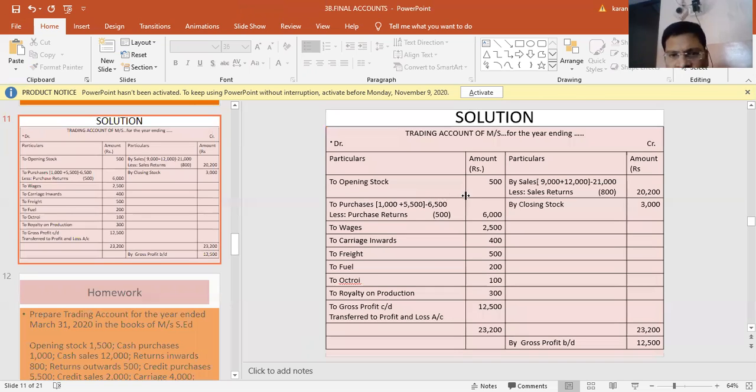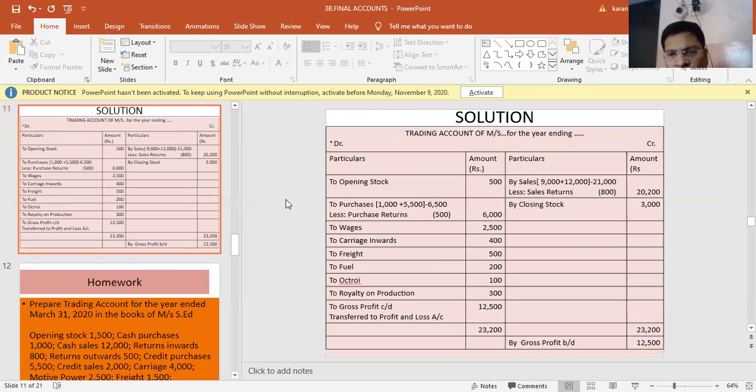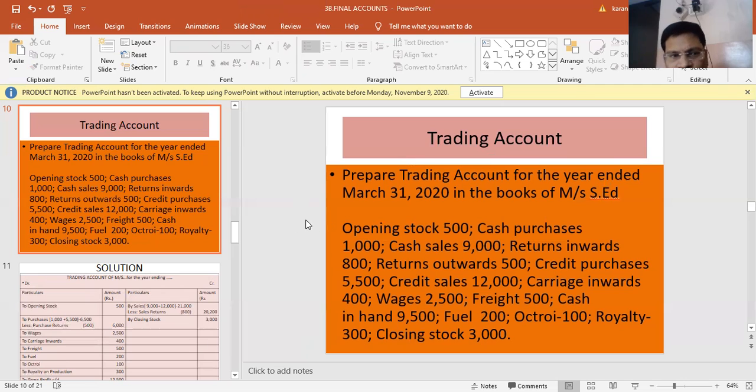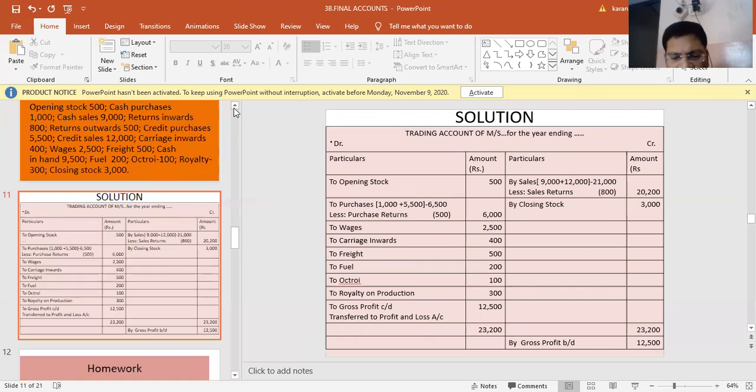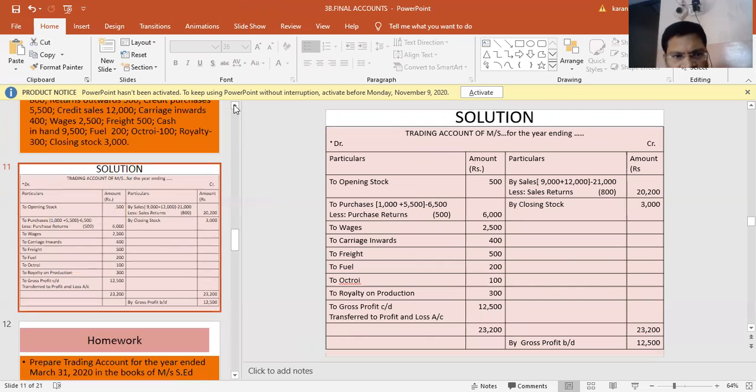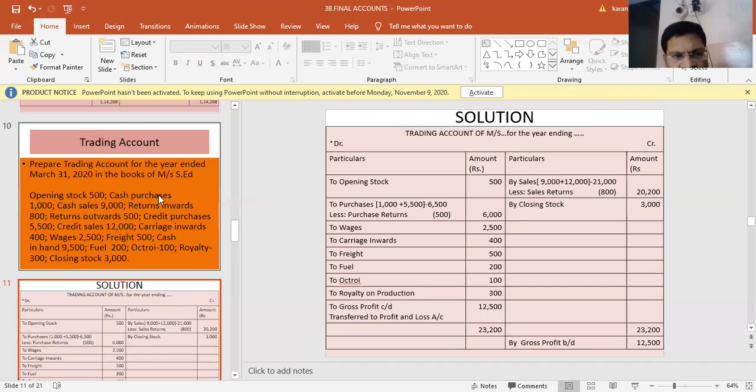So this is the trading account. See, the opening stock was given over there, 500. Then we have the next item, cash purchase, that means this 1000 over here. And then there is a credit purchase, 5500, that we have written over here. That is 6500 total. Less purchase return or return outward 500. So that also subtracted, and we got in the final column 6000. Then wages given 2500. Then freight 500.